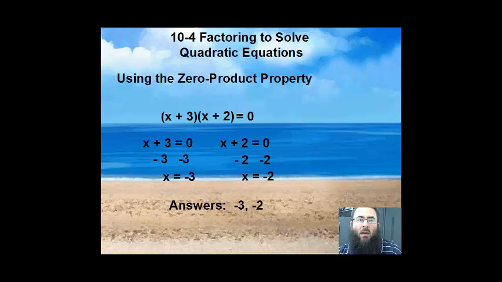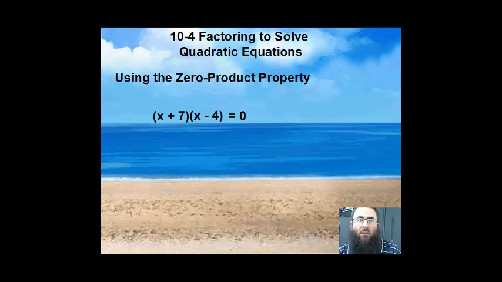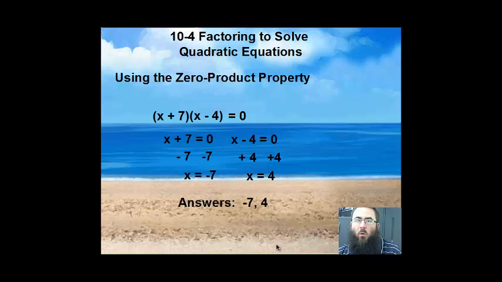All right, let's look at another one. Here you have two binomials, (x + 7)(x - 4) = 0. Take a second and see if you can figure out what the roots are going to be for this set. You can set up two equations, set them both equal to 0, solve for x, and you get your answers of negative 7 and positive 4. Again, that's where the parabola is going to cross the x-axis.